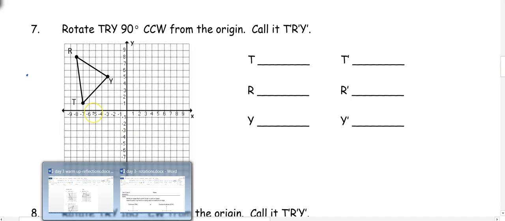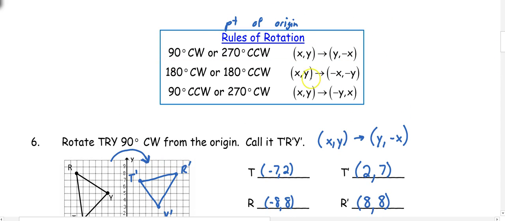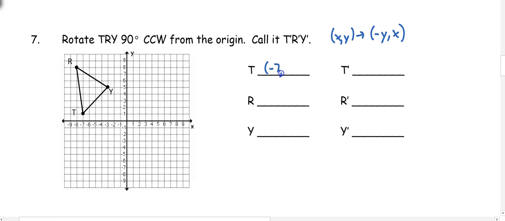Number two, rotate TRY 90 degrees counterclockwise. If I go counterclockwise now, 90 degrees counterclockwise is this rule: x, y changes to negative y, comma, x. So I'm going to write this rule here. And again, I'm going to find all of my points. If I look above at the points from before, T was negative 7, 2, R was negative 8, 8, and Y was negative 3, 5.